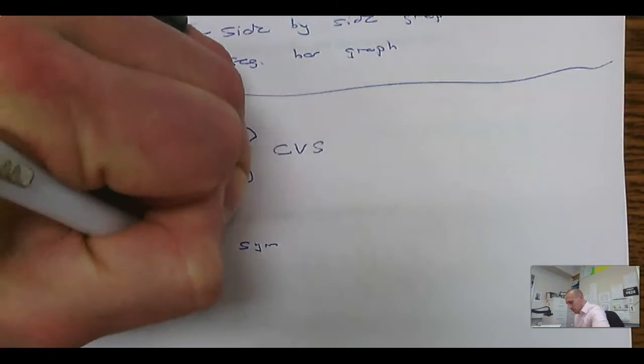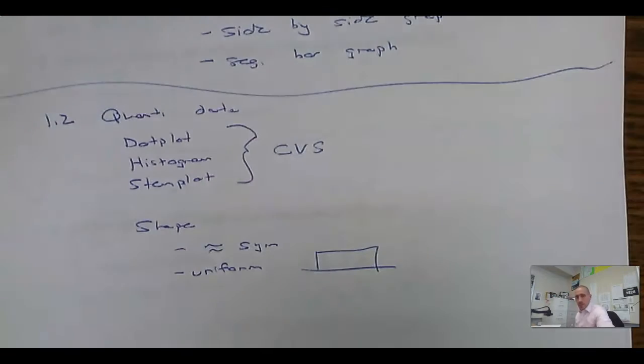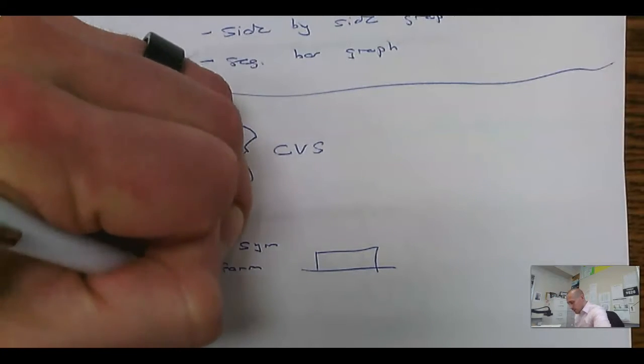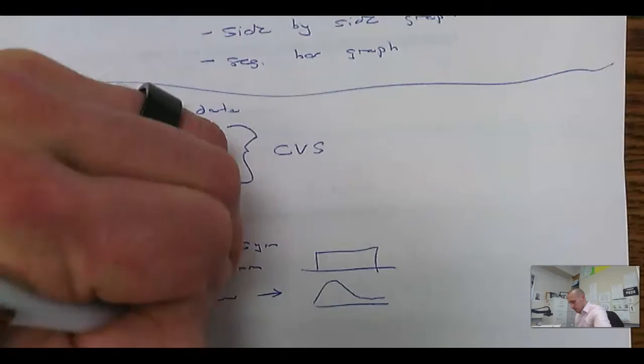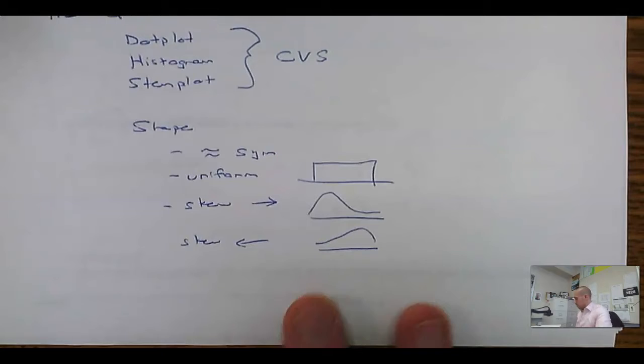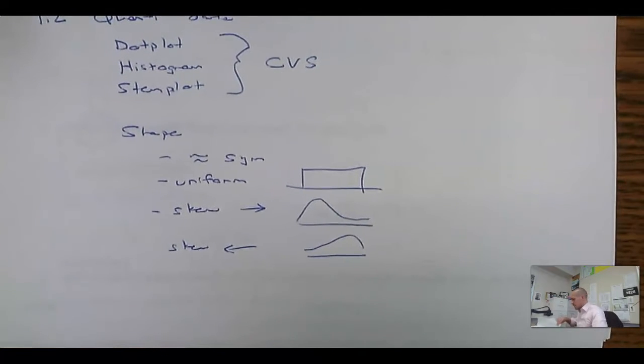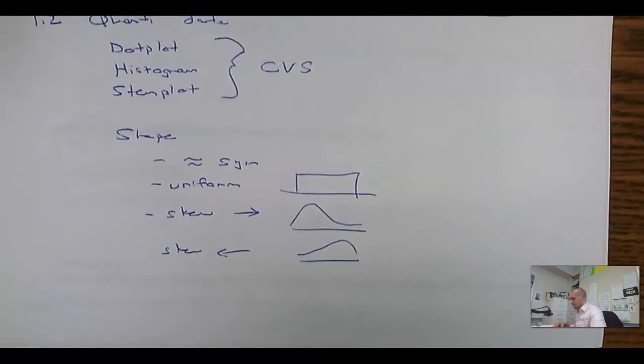Okay, so for shape, we have roughly symmetric. We have uniform. Uniform is it's approximately all the same height. We have skewed right, tails on the right, skewed left, tails on the left. Yeah, whether it's a dot plot, a stem plot, a histogram, all of that is the same.